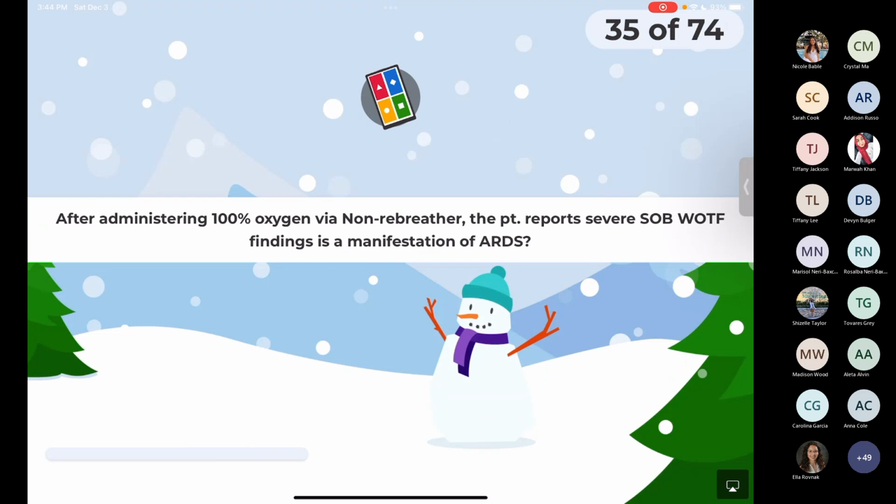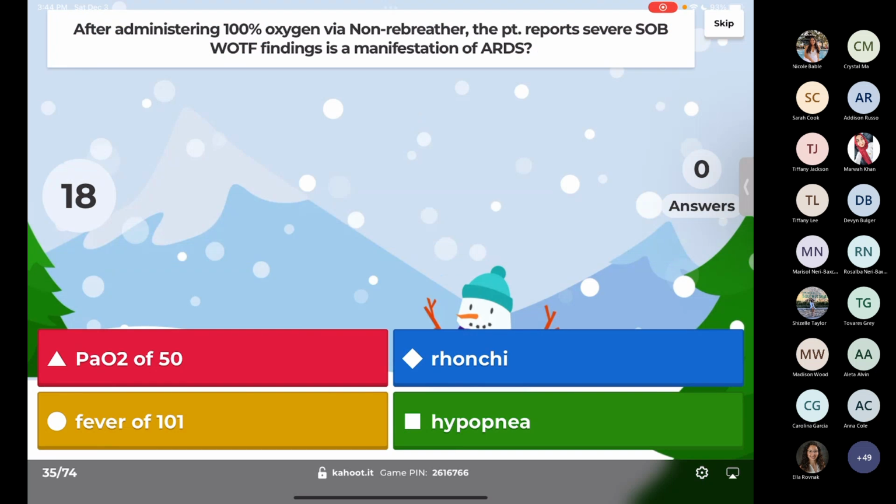After administering 100% oxygen via non-rebreather, the patient reports severe shortness of breath. Which of the following findings is a manifestation of ARDS, acute respiratory distress syndrome?